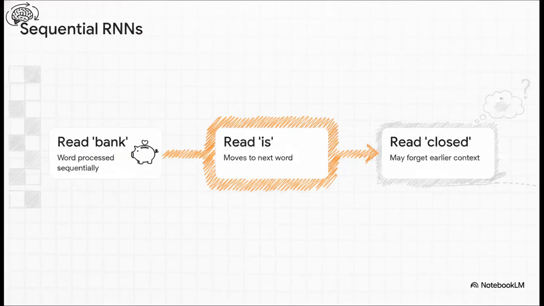To really understand the revolution, we have to look at what came before it. Older architectures like recurrent neural networks read sentences strictly sequentially, moving one word at a time. This meant that in a long sentence, they often suffered from short-term memory, literally forgetting a crucial early word like bank by the time they finally reached the word closed much later in the phrase.